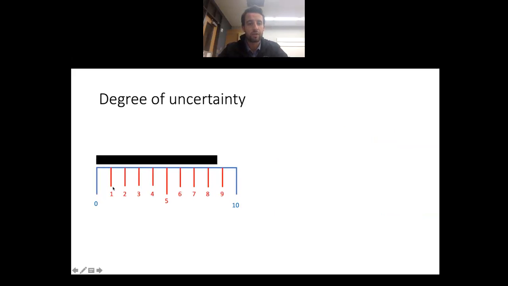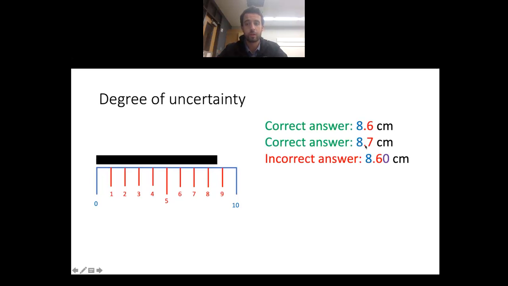Now we have the lines 1 through 9 here. So a correct answer would be something like 8.6. Again, the 0.6 here is a guess. The 8 is for sure. So we have 1 degree of uncertainty, our 0.6. Another correct answer would be something like 8.7.